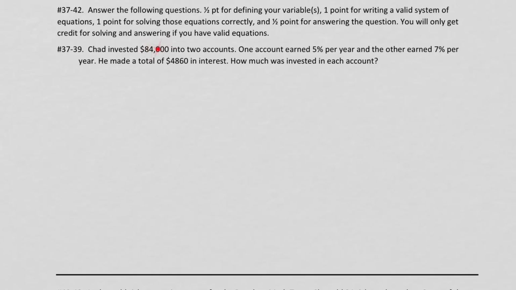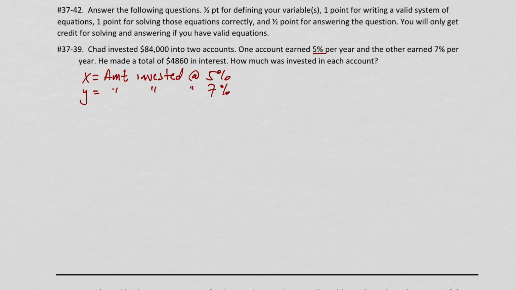Okay, Chad invested $84,000 in 2 accounts. One account earned 5% and the other earned 7%. You can make a chart if you want. I'll just say X equals the amount invested at 5%, and Y is the amount invested at 7%.